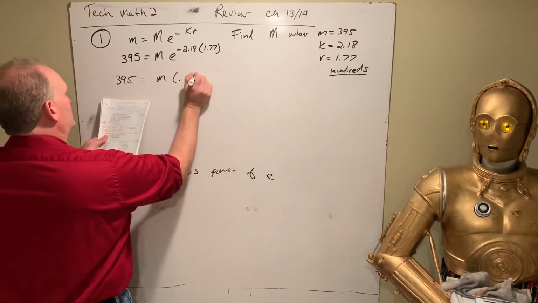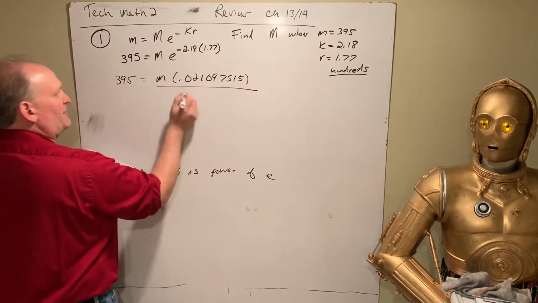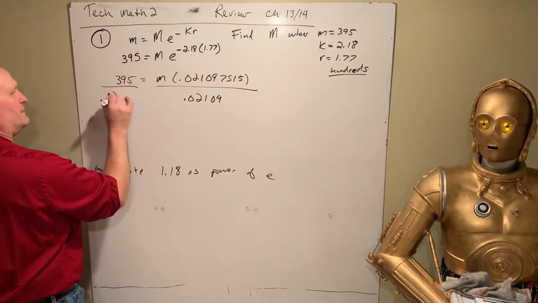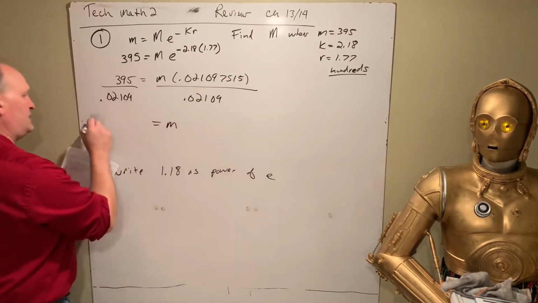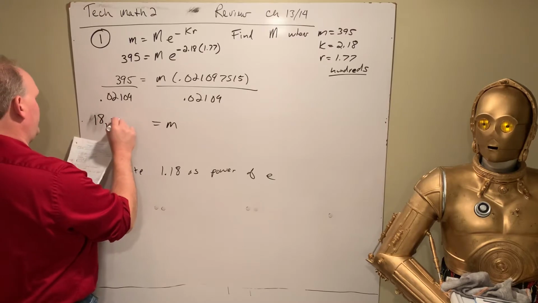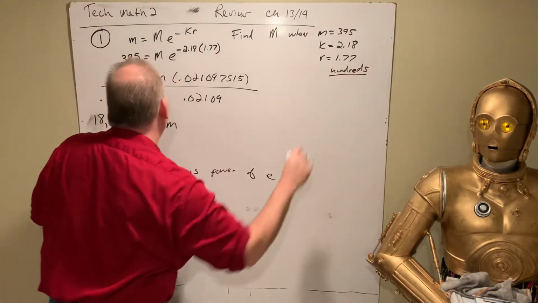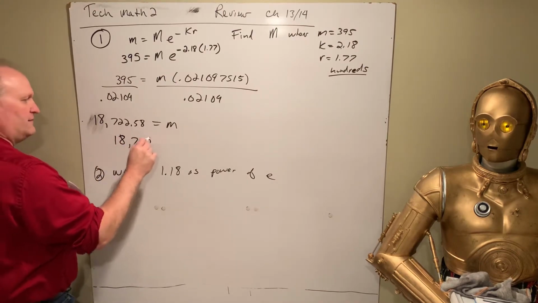All right, 394 times 0.0210975515, and then we divide both sides by 0.02109. And m is 18,722.58, except now it's round to hundreds, so 18,700.